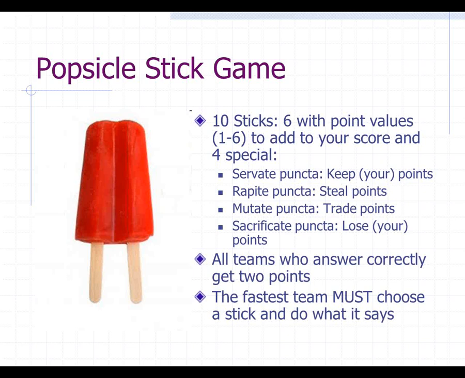Point sticks add points to your team. The servate stick may be kept and used later as a protection in case later someone tries to steal or trade scores, or you draw the sacrifice stick. You can turn in the keep your points stick to protect yourself. The rapite stick means that you get to choose another team and steal their points and add them to yours. The mutate stick means that you must trade scores with another team even if you have the most points. And the sacrificate stick means that you lose all your team's points.